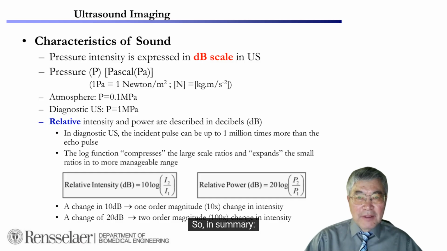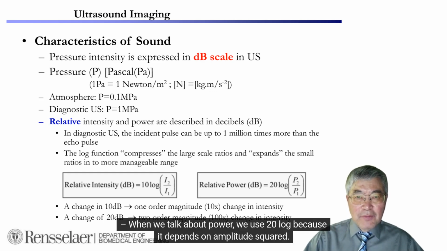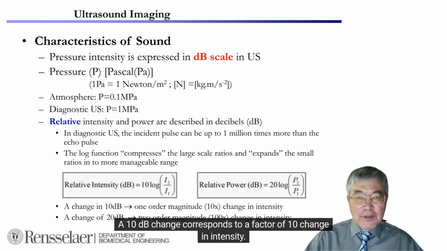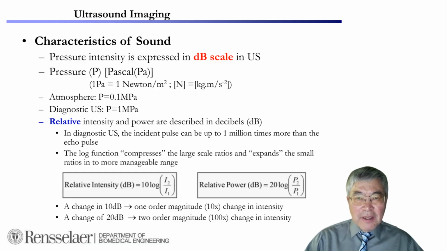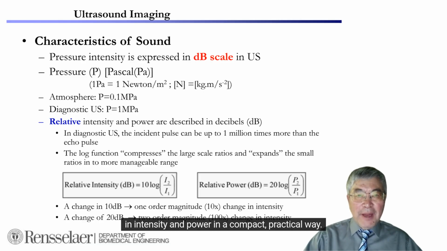So, in summary, when we talk about intensity, we use 10 log because intensity is directly proportional to energy flow. When we talk about power, we use 20 log because it depends on amplitude squared. A 10 dB change corresponds to a factor of 10 change in intensity. A 20 dB change corresponds to a factor of 100 change in intensity. This logarithmic relationship is used throughout ultrasound physics because it helps us describe very large variations in intensity and power in a compact, practical way.